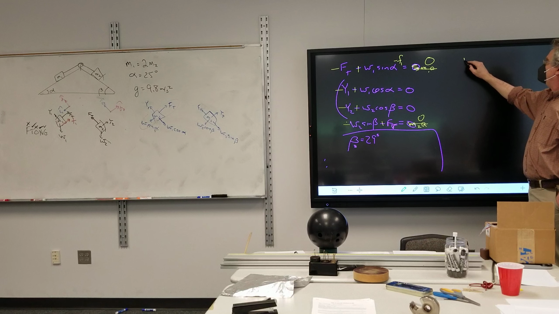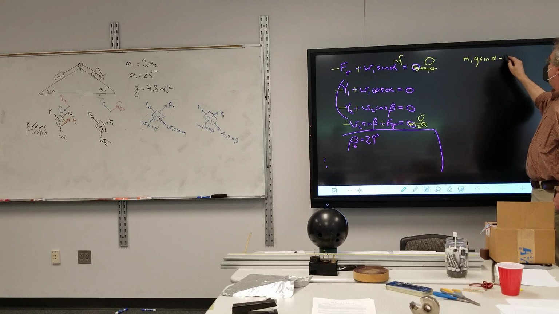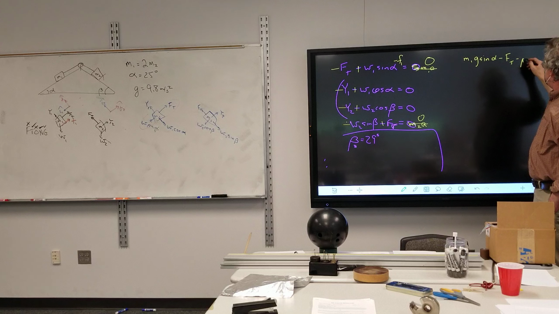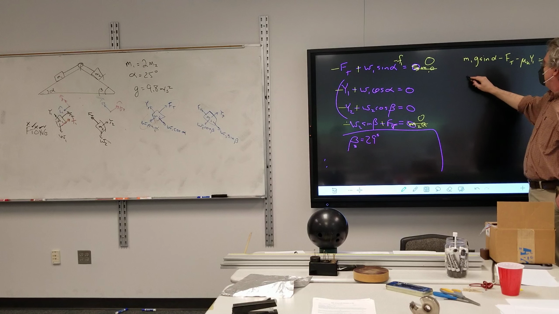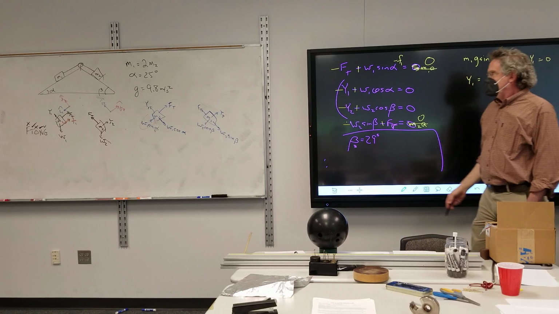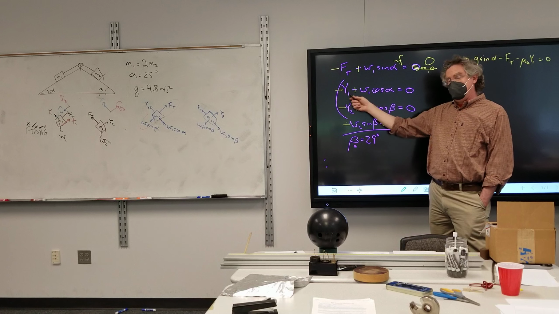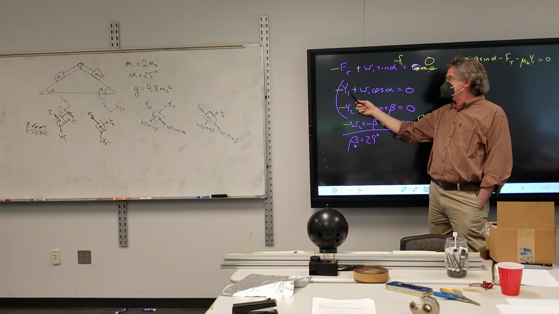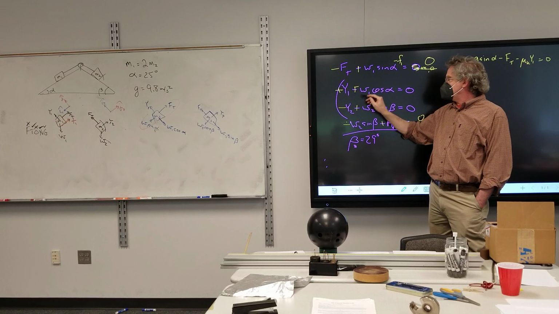So I have M1G sine alpha minus my tension minus my kinetic friction. So that's mu k times the normal force of 1, is equal to 0. Oh, those signs should not have been changed here. That doesn't change the math, but yeah, that should have stayed positive and that should have stayed negative.